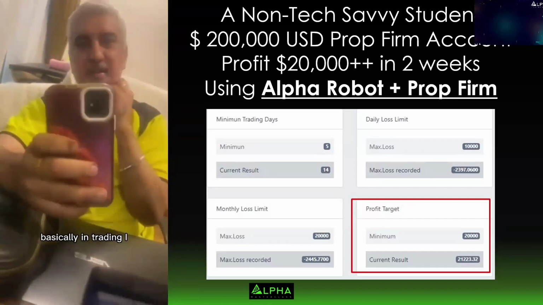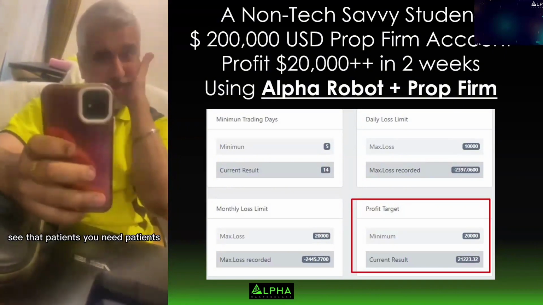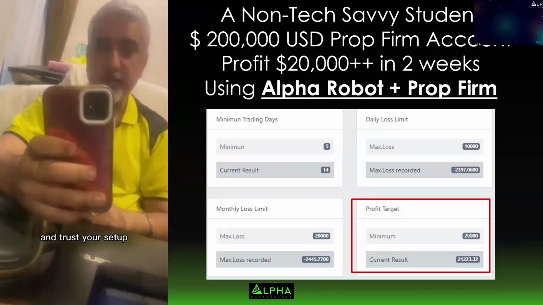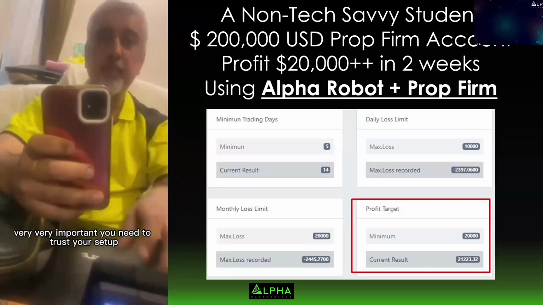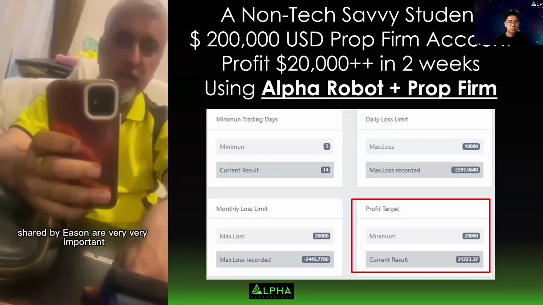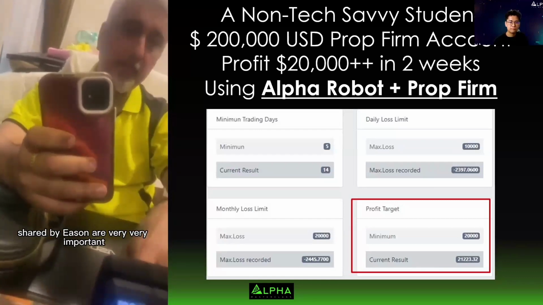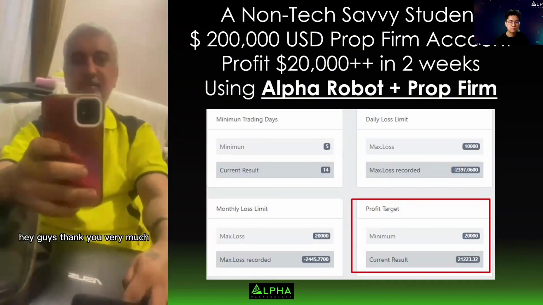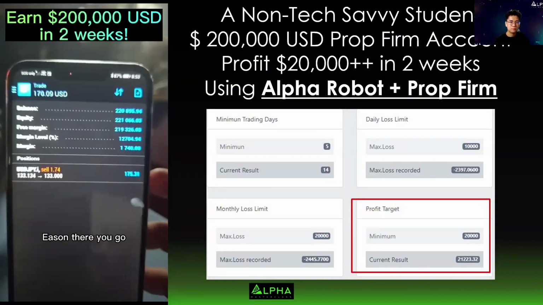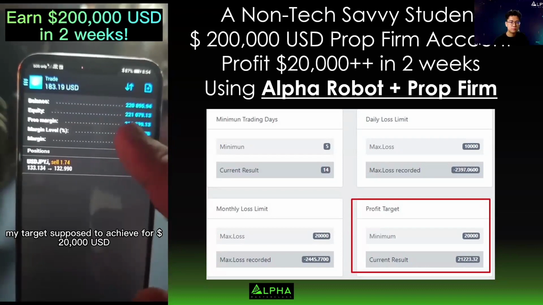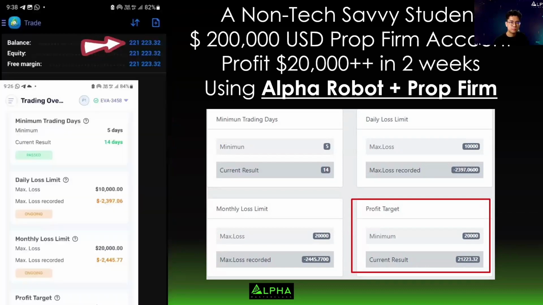Basically, in trading, I see that you need patience. Put your entry accordingly, and patience is the key lah. And trust your setup. Very, very important. The SNRs which are shared by Ethan are very, very important. That really helped me for my entry. Okay guys, thank you very much. All the best. Thank you. Listen, there you go. My target supposed to achieve was 20,000. It's way beyond that.